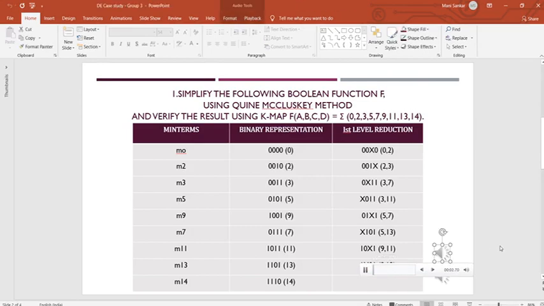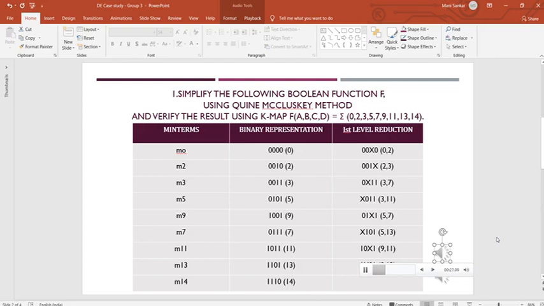Here you can see the problem which I take to explain you. We have a Boolean function f which consists of the numbers 0, 2, 3, 5, 7, 9, 11, 13 and 14. We have to solve it using the Quine-McCluskey method. After that, we have to verify the result using K-map.